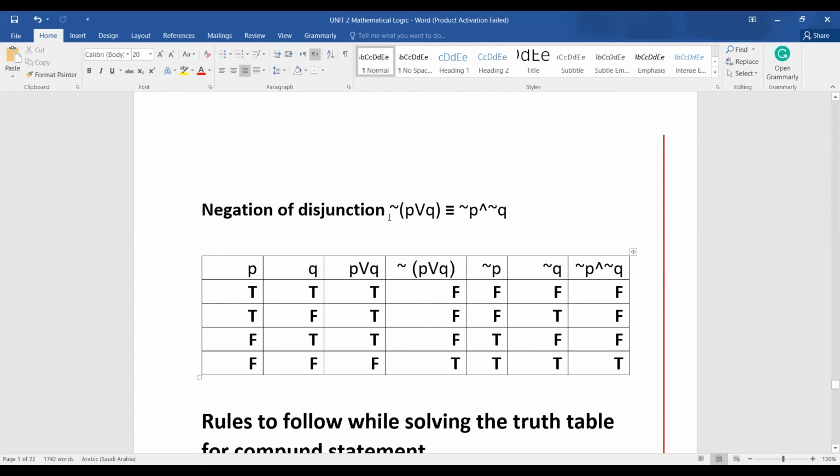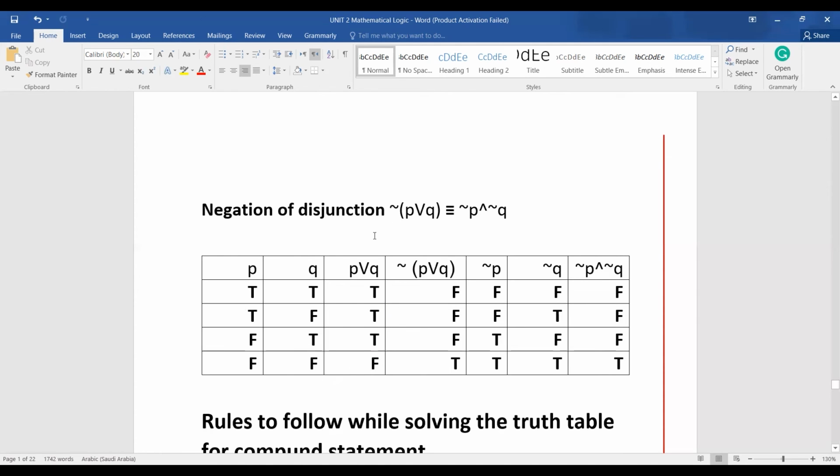Can we find the negation before finding P or Q? No, it would be hard. So first we'll find P or Q. We have P or Q. Sorry, this is OR. True or true would be true. True or false would be true, because in OR we need at least one true statement, so the whole compound statement could be true. False or true would be true. False or false would be false.